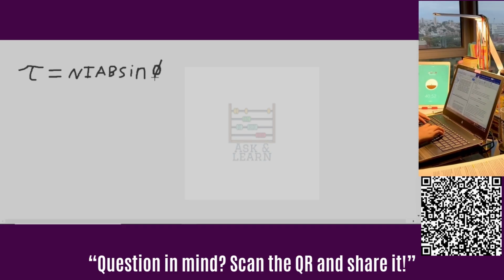And we want to find when the torque is maximum, which in this case is when the sine of phi is equal to 1, which we have when phi is equal to 90 degrees. 90 degrees is when our magnetic field is straight perpendicular to our area enclosed by the wire. So when phi is 90 degrees, we have our maximum torque.